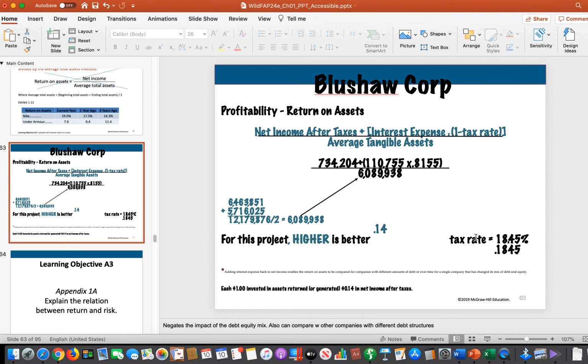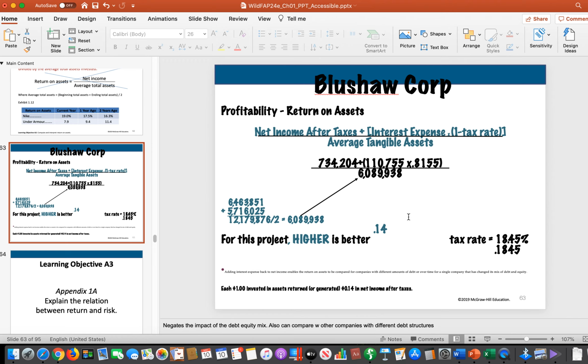To do it this way, I have to give you this information. I have to tell you what the interest expense was. I have to tell you what the tax rate is. And don't forget, it is 1 minus the tax rate times the interest expense. The tax rate is 0.1845. 1 minus 0.1845 is 0.8155 times the interest expense. Multiply those two, then add it to the net income after taxes.